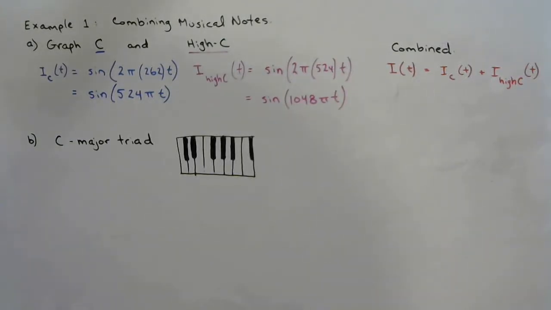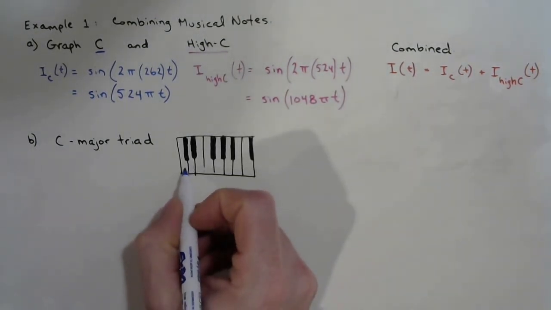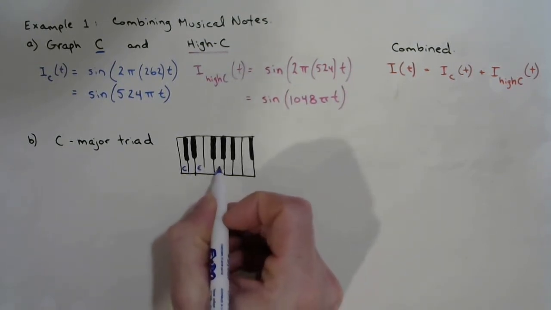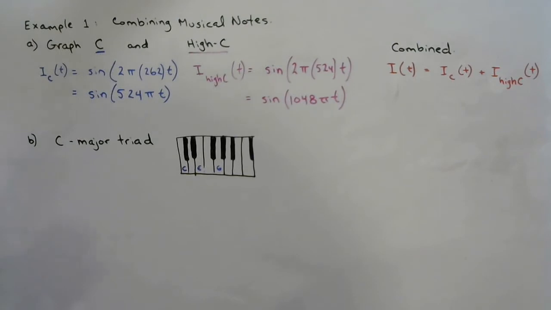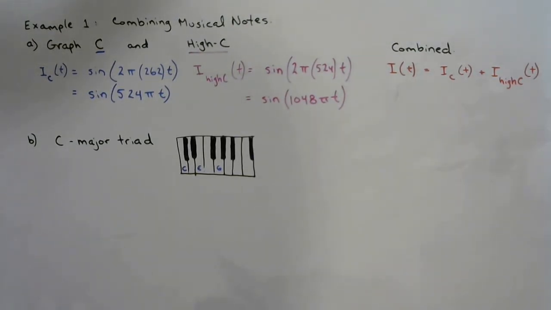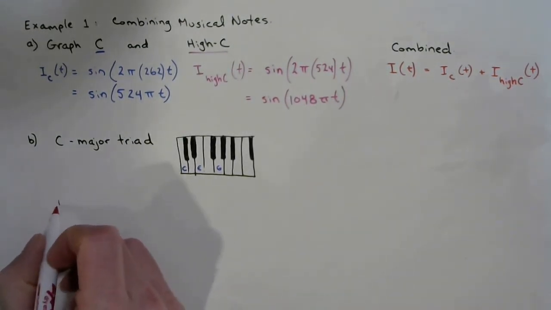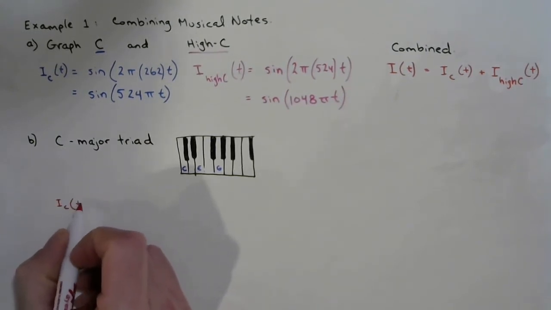In example 1b, we're asked to graph the individual notes of a C major triad and the combined function. So if we're looking at a C major triad, I've drawn a little piano here. We're looking at C, E, and G, okay? So we're going to jot down the frequency function for each of these notes and then graph its combined function, okay? Here we go.